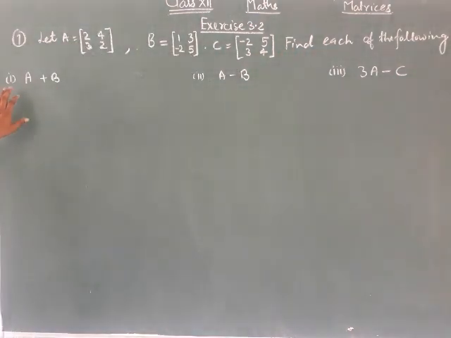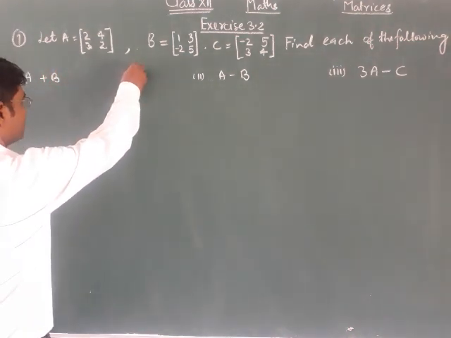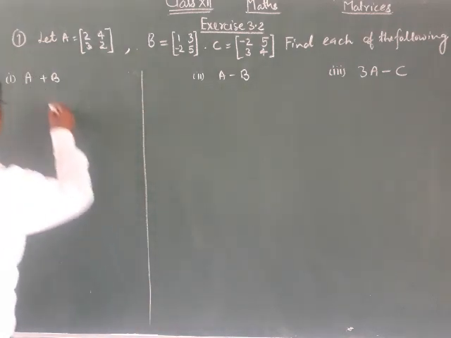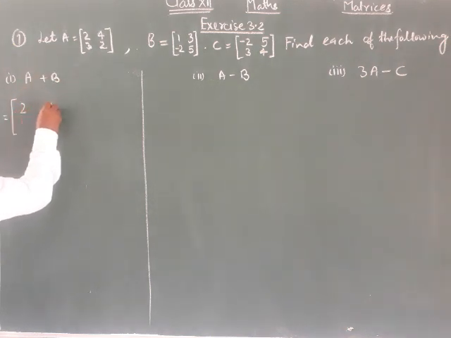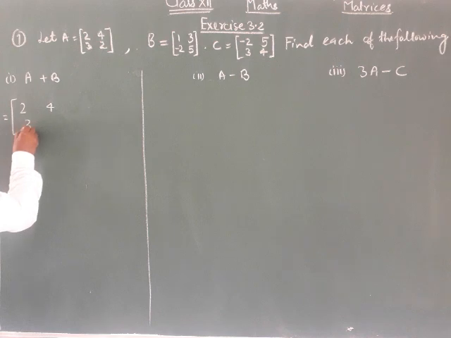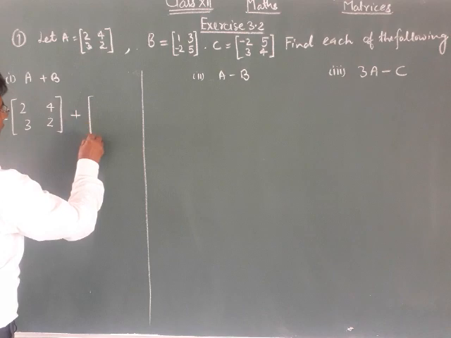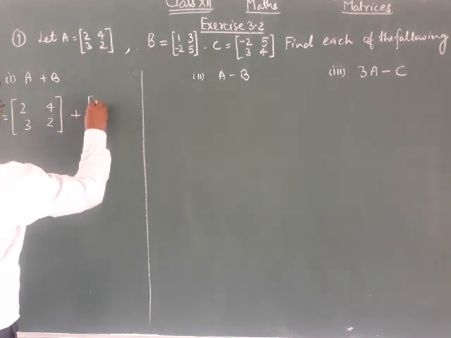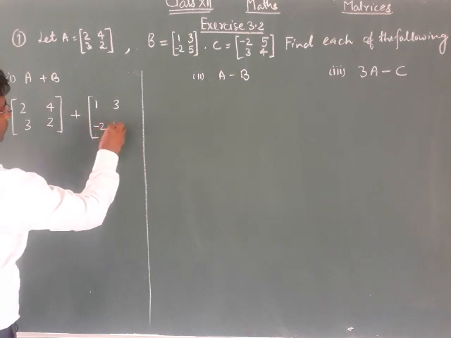So, first part: A plus B. Now, the solution of this question. Matrix A is equal to matrix [2, 4; 3, 2], plus matrix B, [1, 3; -2, 5].